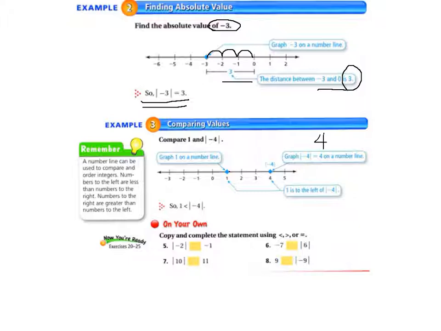So then we just compare these, and we know that when we're comparing values, the value to the right on the number line is the greater value, or the value to the left on the number line is the value that's the least. So 1 is to the left of the absolute value of -4, which is 4. So 1 is less than the absolute value of -4.